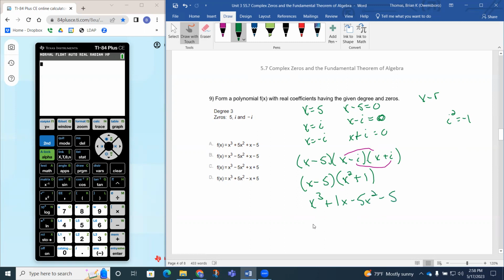So if we put these in the correct order, we should have x cubed minus 5x squared plus x minus 5 as our polynomial. What I'm picking up on is, it looks like B matches that. They all kind of run together, but x cubed minus 5x squared plus x minus 5, that does match. So B would be the answer to that question.